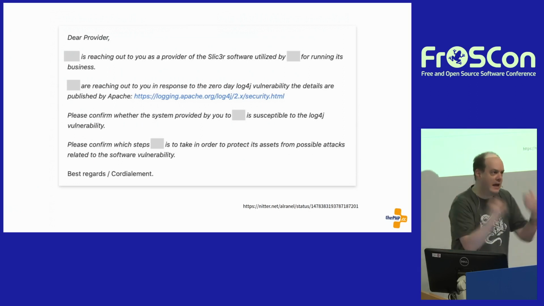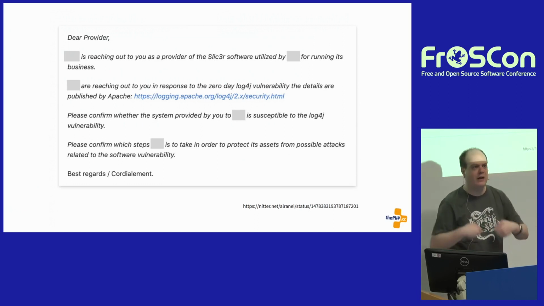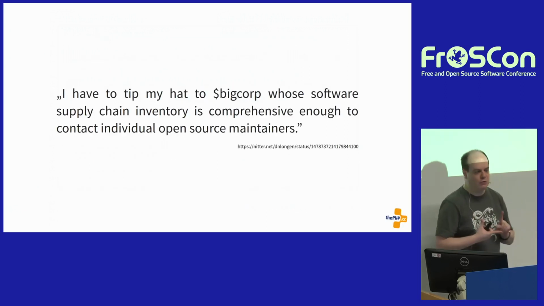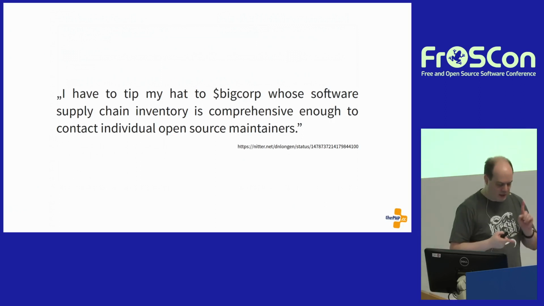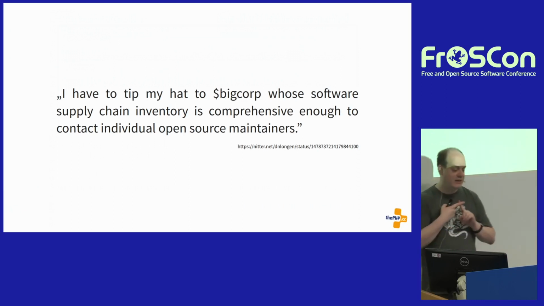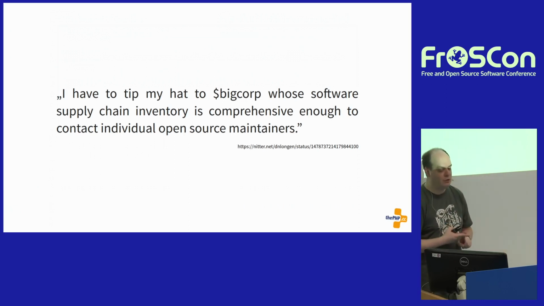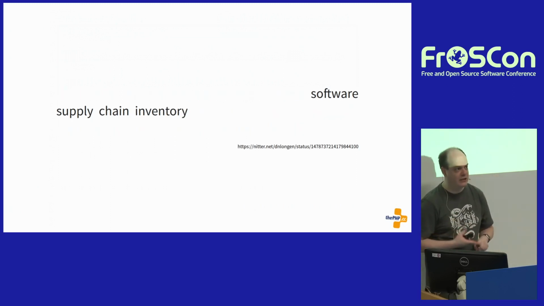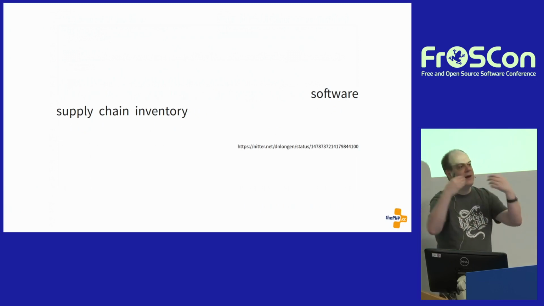And you can get angry about that, to some degree, and you can make fun of that if you want. But I agree with somebody who commented on the platform formerly known as Twitter: I have to tip my hat to big corporation whose software supply chain inventory is comprehensive enough to contact individual open source maintainers. So they had some sort of software supply chain inventory. They knew at least their direct dependencies.